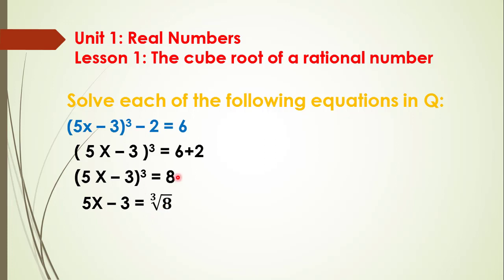What is the cube root of 8? Yes, 2. So 5x minus 3 equals 2. Now it's time to move negative 3 to the right hand side with a positive sign. So 5x equals 5. What can we do now? I want x, not 5 times x. So I'll divide by 5 both sides. So x equals 1.